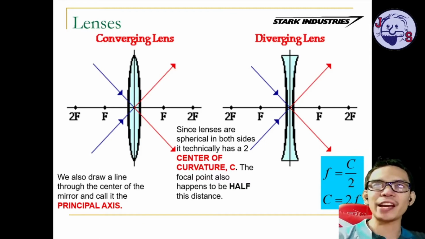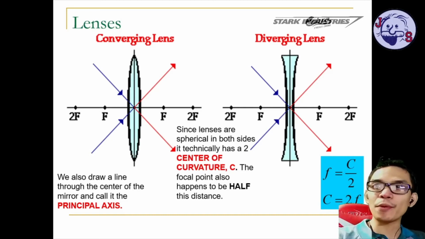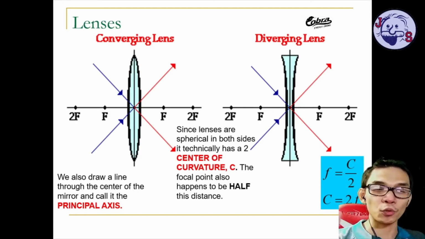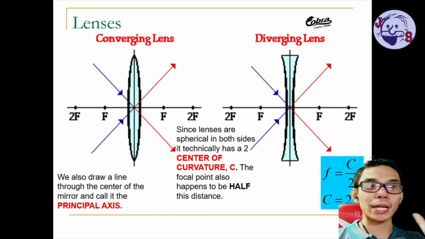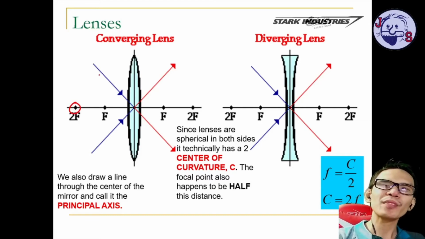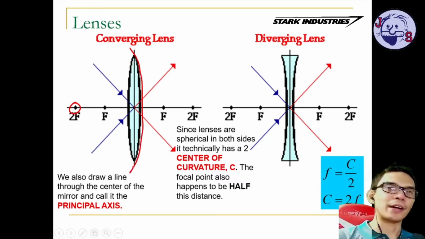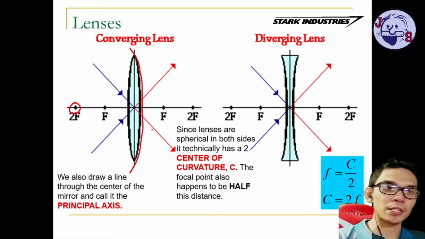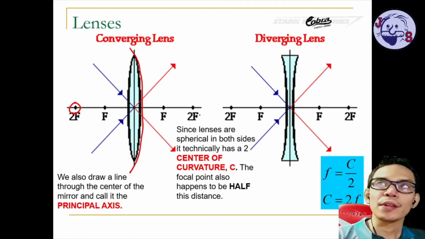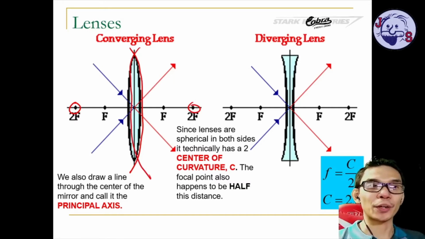All right, so the answer there is because it has two arcs or two curves or two circles. Because the lenses that we have right here has two circles or two arcs or two curves, that is why it has two centers. For example, this center of curvature that you have right here, or 2F, is from this arc. Is from this circle that you have right here, or arc. Next one, this 2F that you have right here is from this arc. So that is why we have two center of curvature.